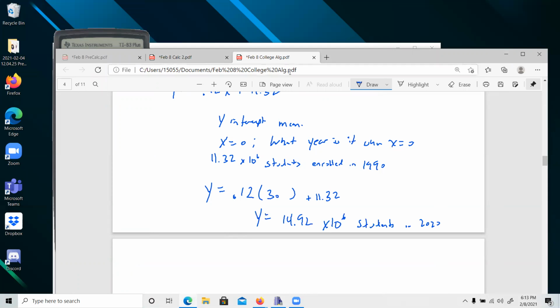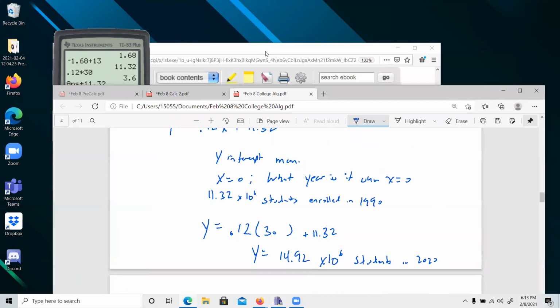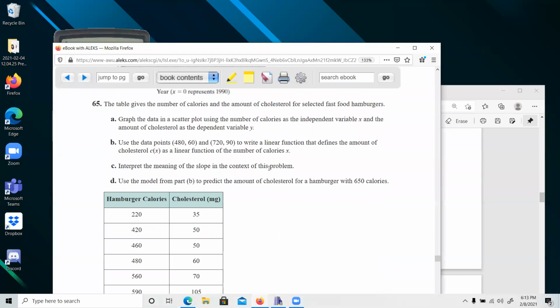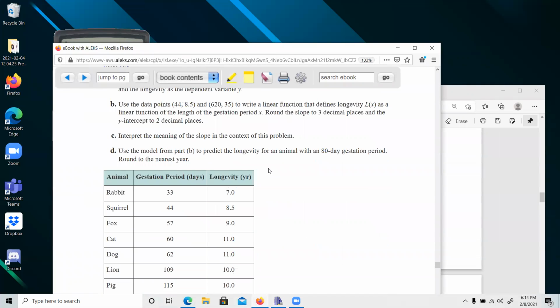You can go ahead and check. I'll leave that as an exercise for the reader to Google how many students were enrolled in public colleges in 2020. That way we can know.